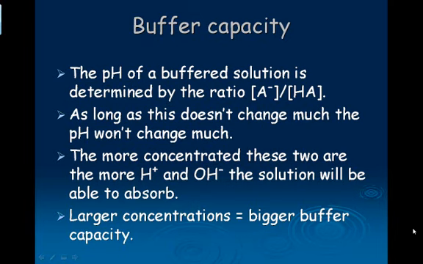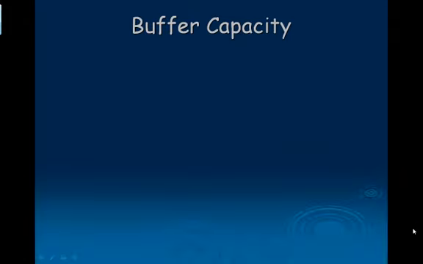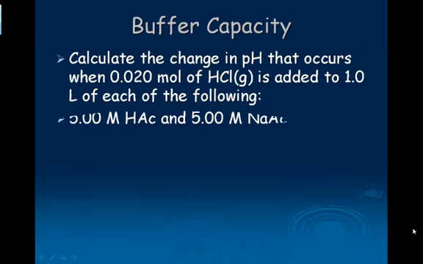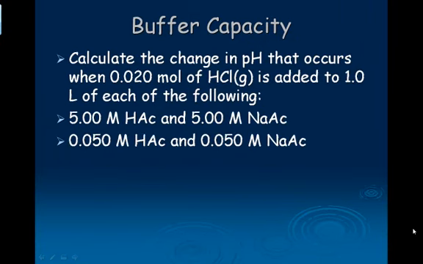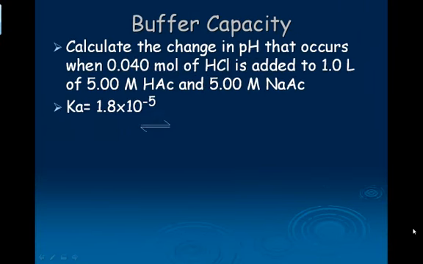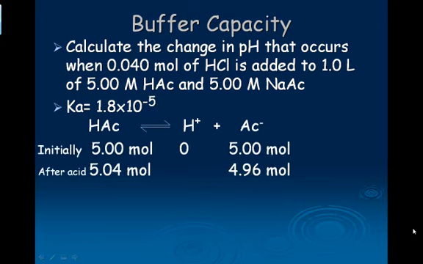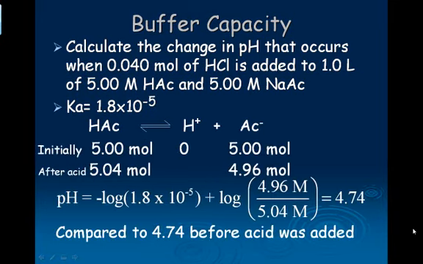So let's take a look at a situation like this. We could calculate the change in pH when we add HCl to these two buffered solutions. First we're going to add it to the 5 molar solution of HAc and NaAc. As we go through all the math here and calculate the pH, we get a pH of 4.74. So we've taken a buffer and added HCl to it, and we have a pH of 4.74, which is pretty close to the pH of the buffer beforehand.